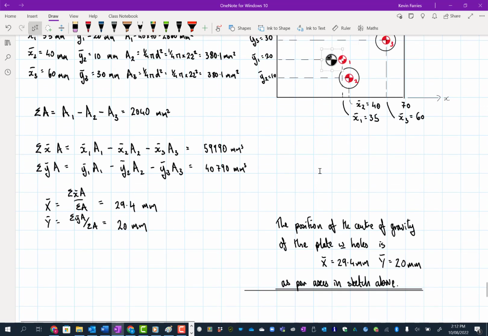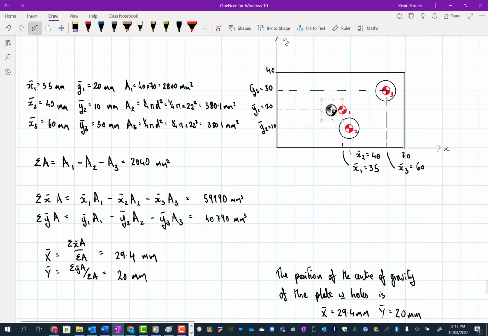But one more to go, and then we can get on with the next topic, which is distributed forces. So one more to go. Put that back.